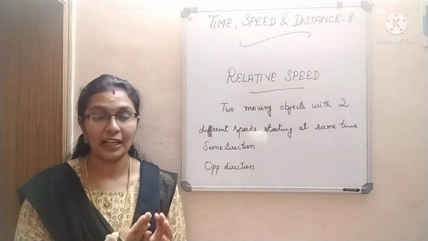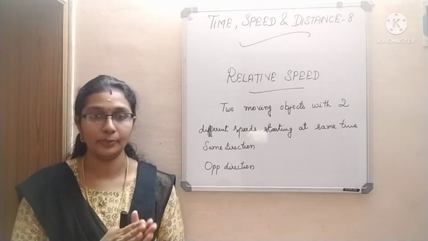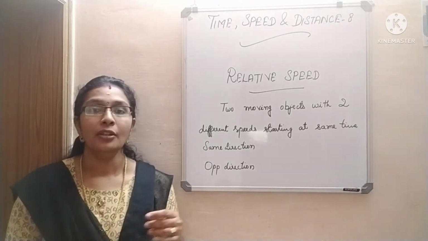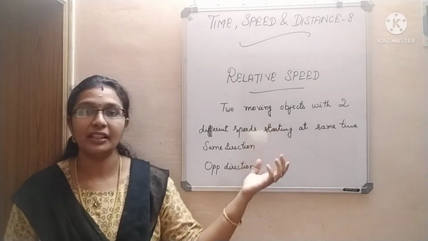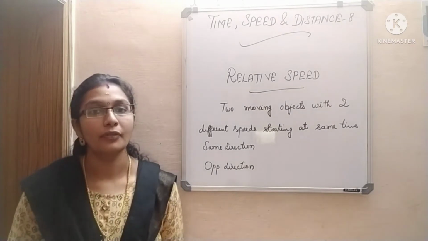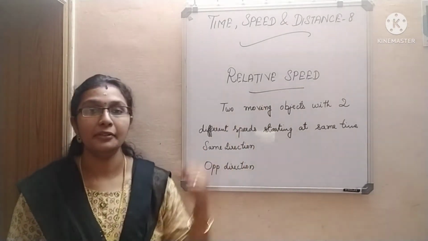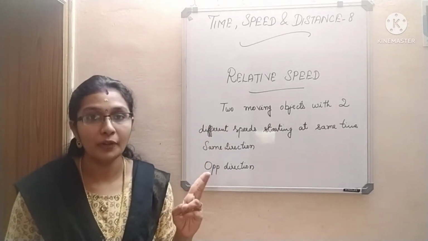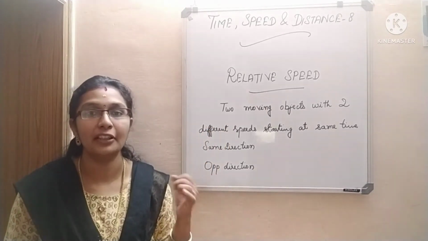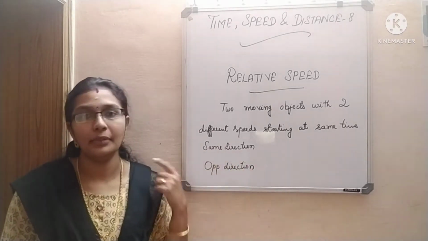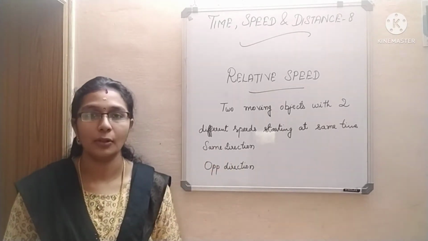Already we have seen average speed and normal speed concepts, so don't get confused with those. We'll understand this in a better way through some examples. So when can we use the concept of relative speed? When it satisfies certain conditions: it should be two moving objects with two different speeds and they should start at the same time. It can be in the same direction or opposite direction. That is not a problem.